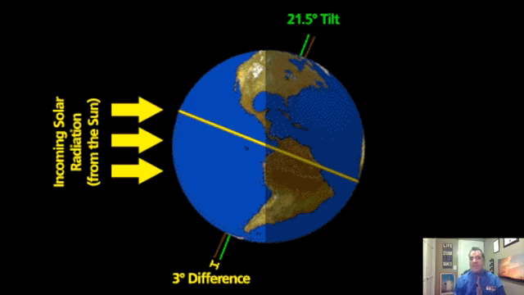So the sun doesn't really go anywhere. The Earth is what's going somewhere. We're spinning on our axis once every 24 hours.